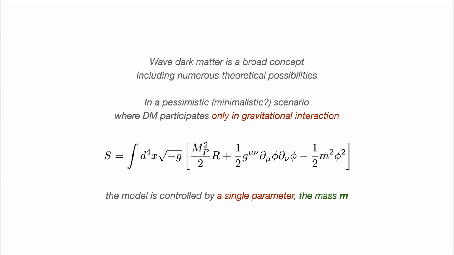Again, there are many theoretical possibilities that fall into the category of wave dark matter. So for the sake of discussion, let me just think about a very pessimistic or minimalistic scenario where the wave dark matter only participates in the gravitational interaction. In this case, there is a single parameter that describes this theory. There's an Einstein-Hilbert action, there's a kinetic term, and there's a mass term. And this mass term is a single parameter that describes this theory of wave dark matter.